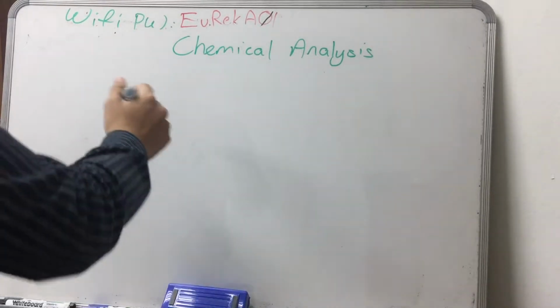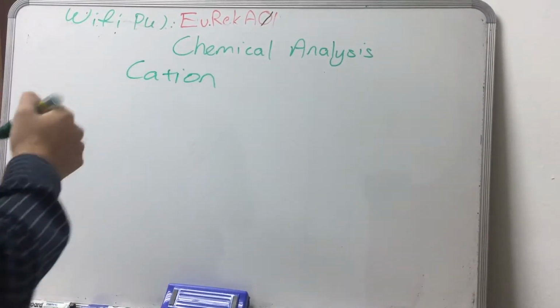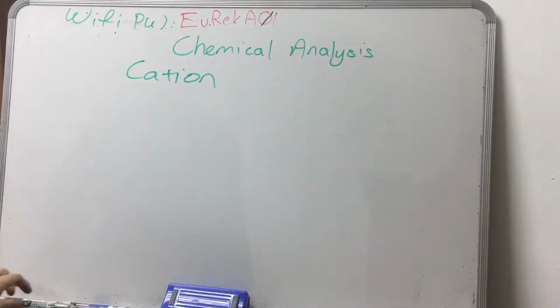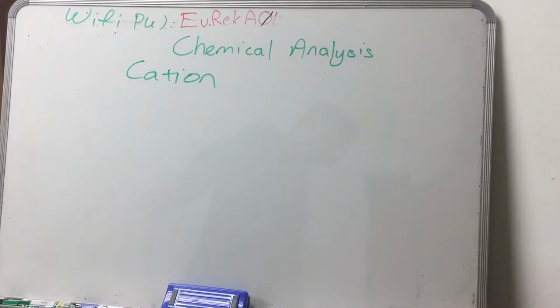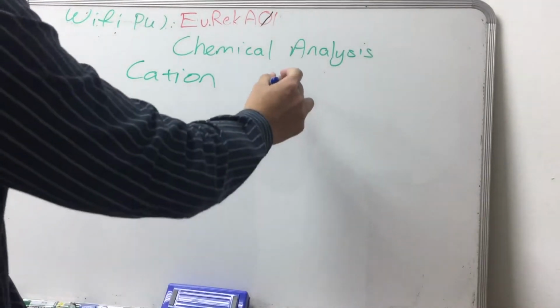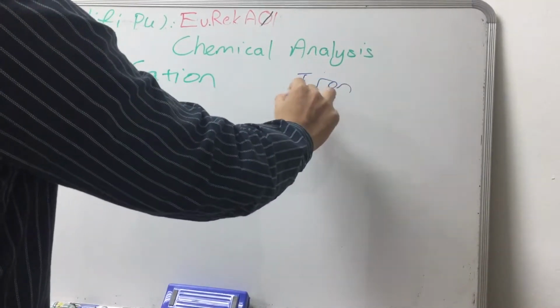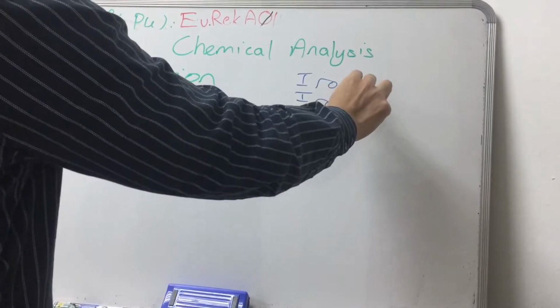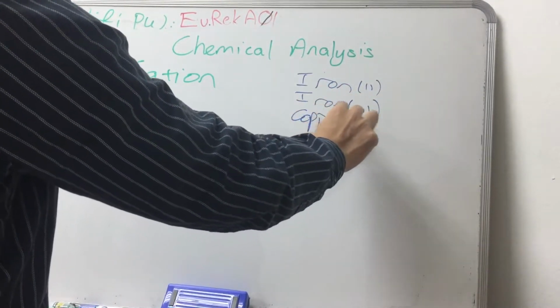So to begin, we have the cation test, which is a test for positive metal ions. First, before we do anything, we need to know that there are certain cations that are colored. They are your iron 2, iron 3, and copper 2.